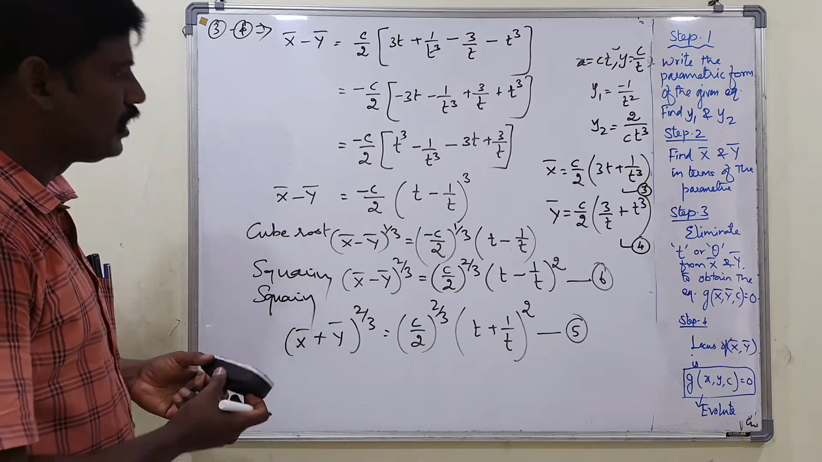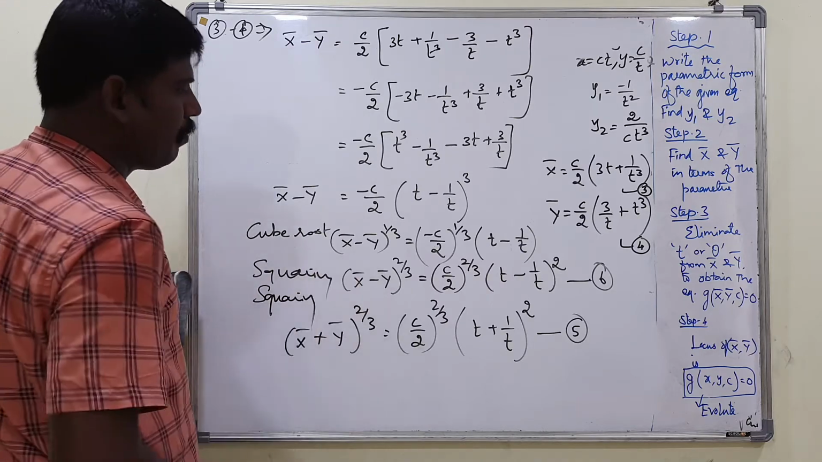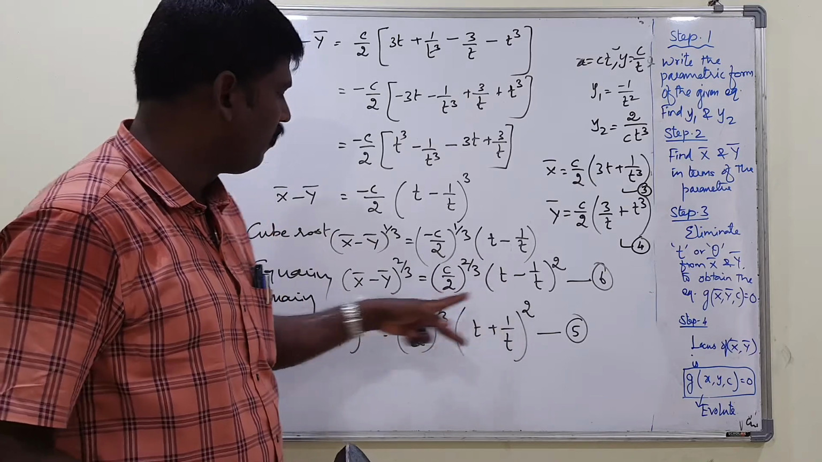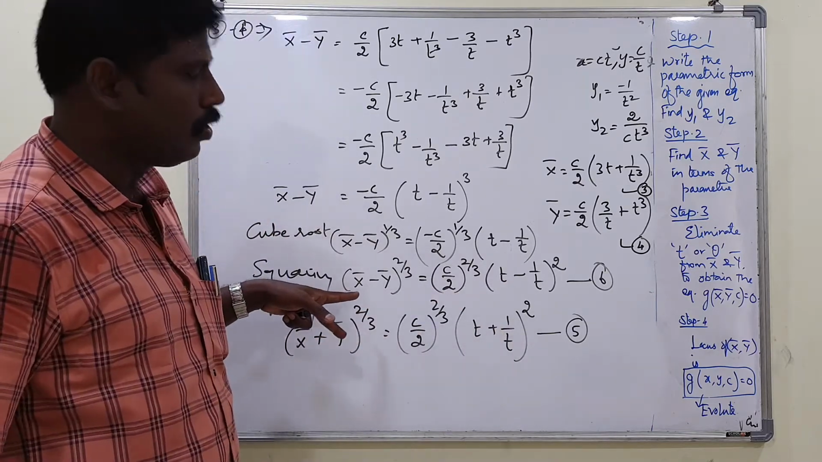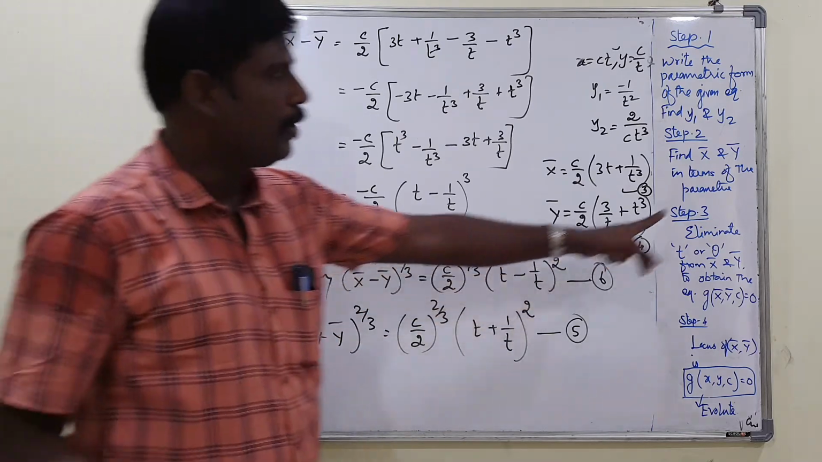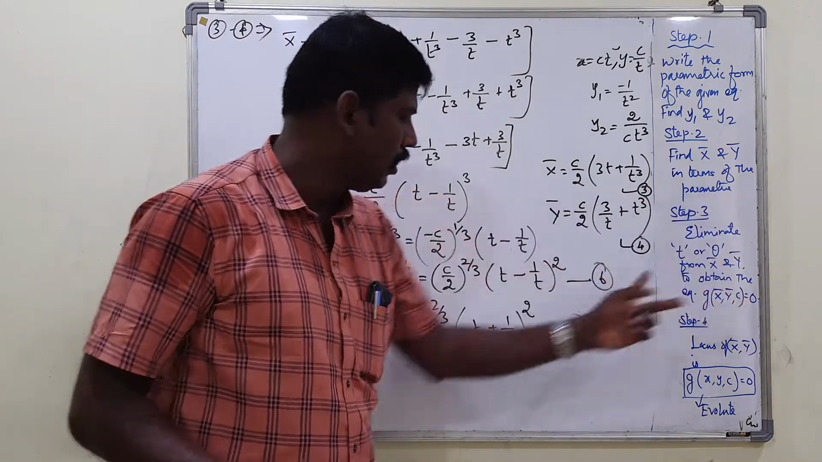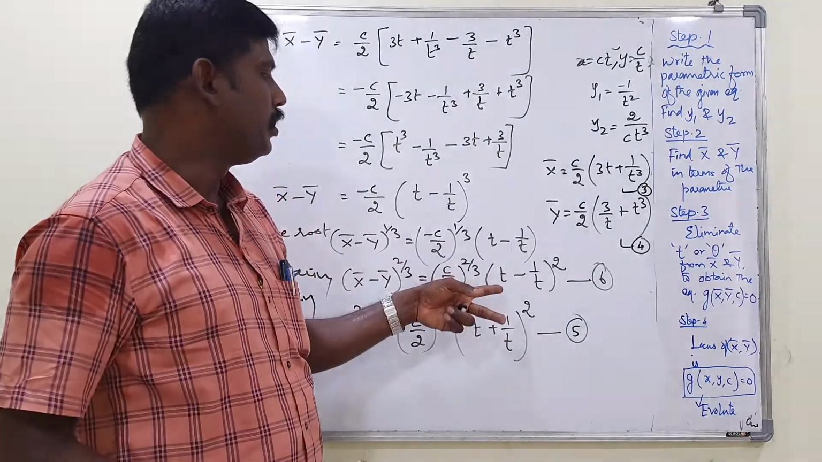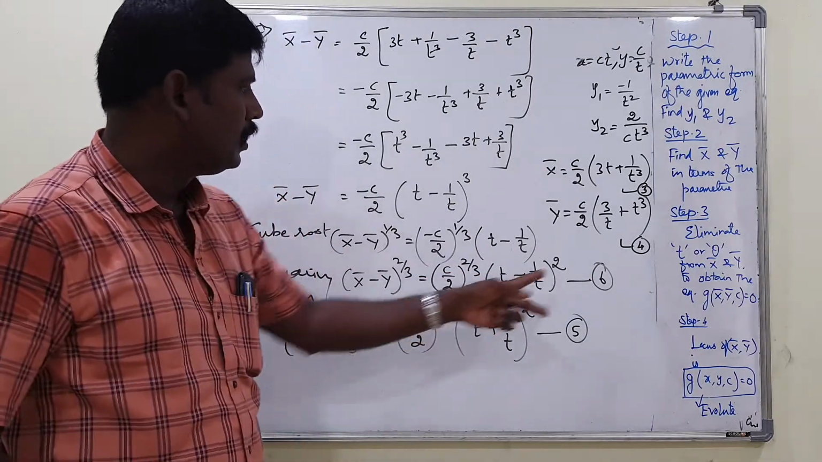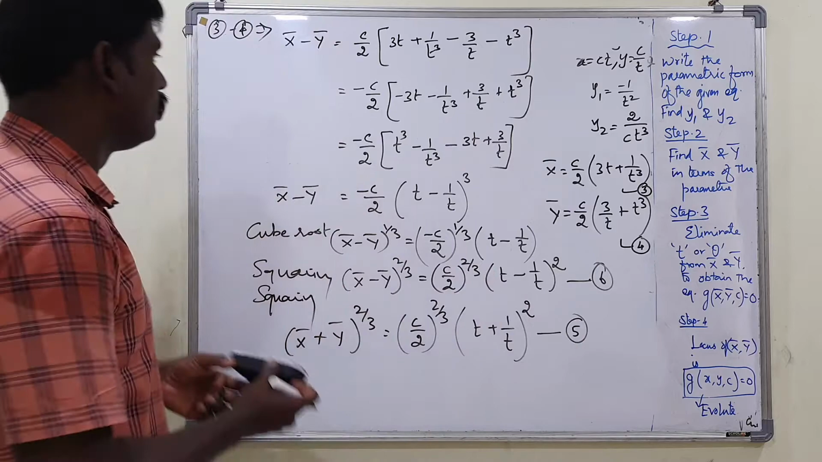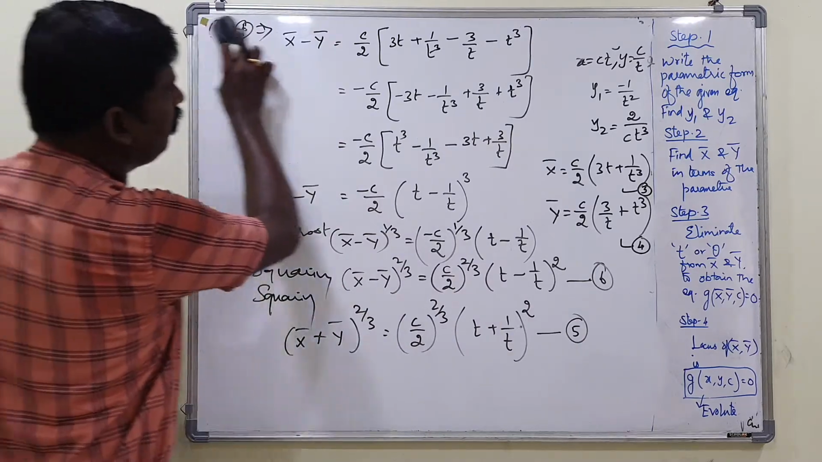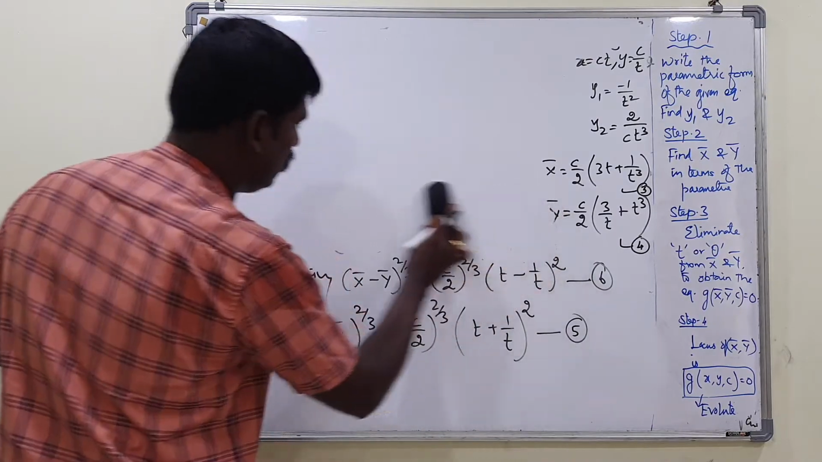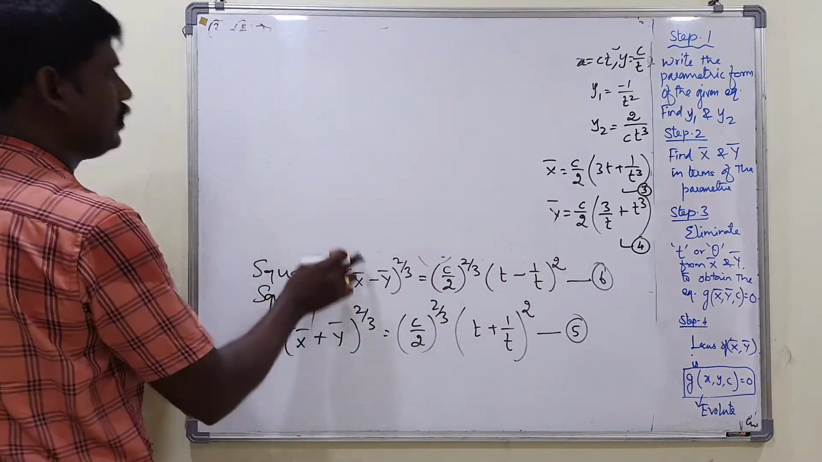Now, what is 5 minus 6? Still, I have not eliminated the parameter t from x̄ and ȳ; the parameter is available in both. So now I am going to eliminate it by subtracting 6 from 5. So, 5 minus 6.